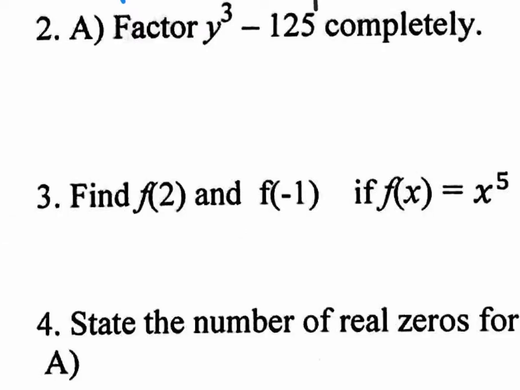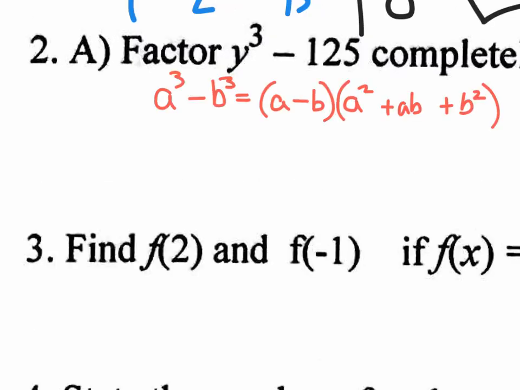So number 2, it says factor y to the third minus 125 completely. In order to do this, we need to know the difference of 2 cubes formula. Here is our difference of 2 cubes formula, okay? So whenever you see a minus sign with a perfect cube term and a perfect cube term, you're going to have to memorize this formula and use this formula. It's easy. It's a binomial times a trinomial.